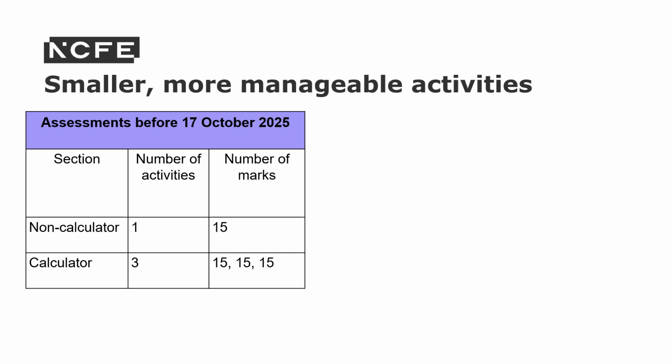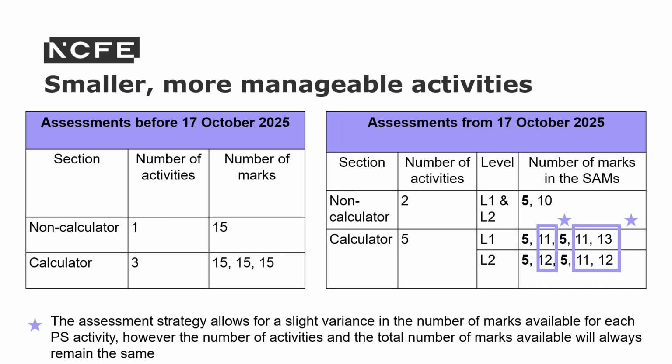Okay, now we're going to get into the changes. So these are the changes from past papers to current live papers. There are now smaller, more manageable activities. So you'll be able to recognize one of our past papers in the old style because they have 4 activities, and that's at all levels. And the number of marks are shown there for the old style assessments.